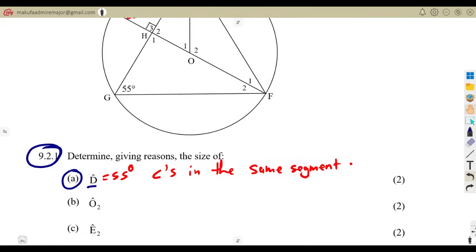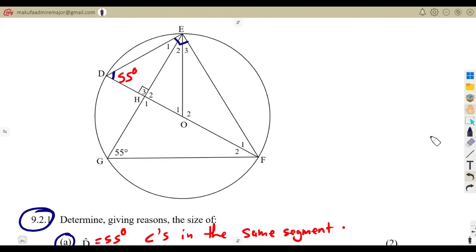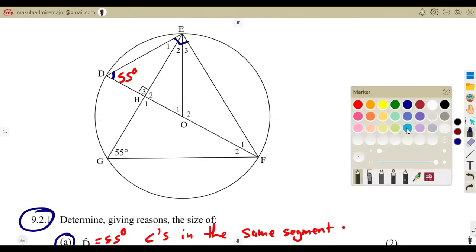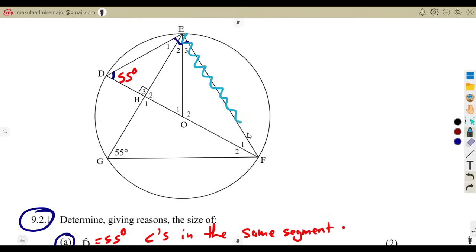All right, let's consider another angle, which is angle O2. From this, we need angle O2. This is where we have our O2 there. Okay, what can we do, guys? If we consider the same chord EF, it creates an angle at D like this. The same EF that we are seeing here also creates an angle at O like this. It creates an angle at the center and an angle at the circumference.